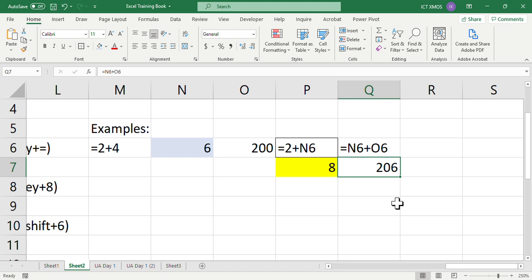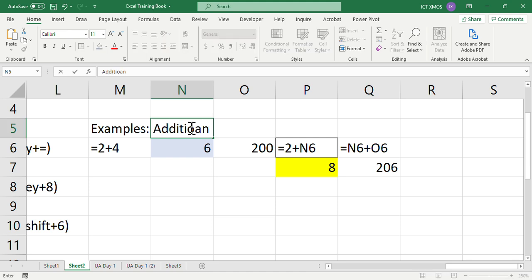Yeah, you must use the operator. The operator is plus. The operator is the plus sign. Without the plus sign, if you put something else, you get something else. So these are examples of addition in Excel.